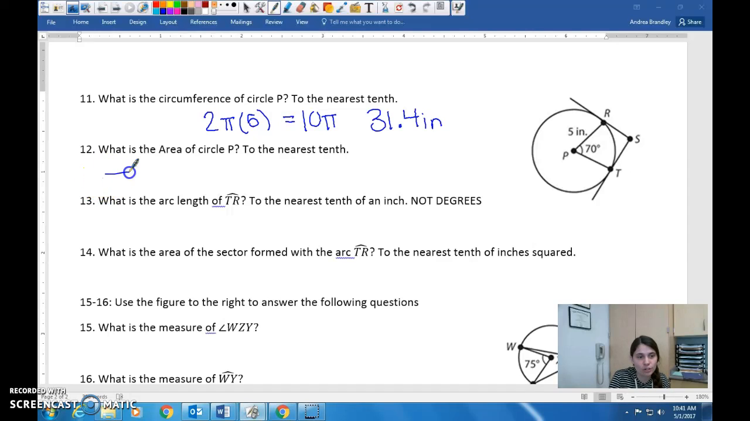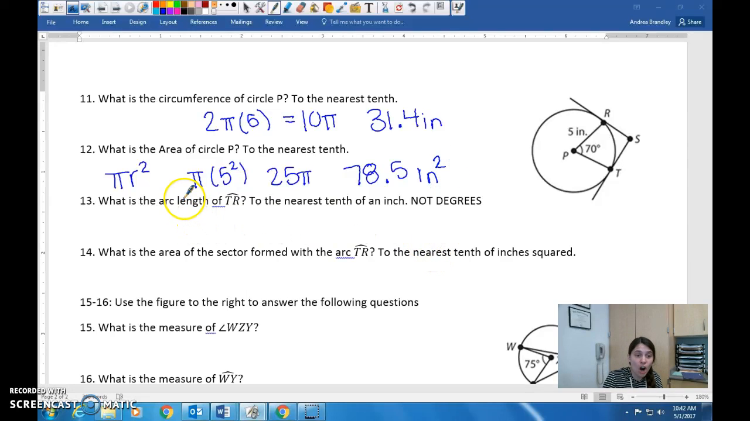Then the area of circle P is from pi r squared, so that's pi times 5 squared, which is 25 pi, or again, when I simplify that, 25 times 3.14, this is 78.5, and now that I'm dealing with area, this is square inches.